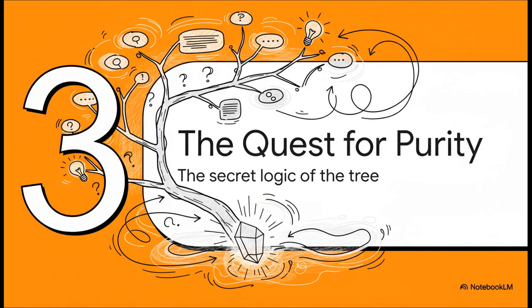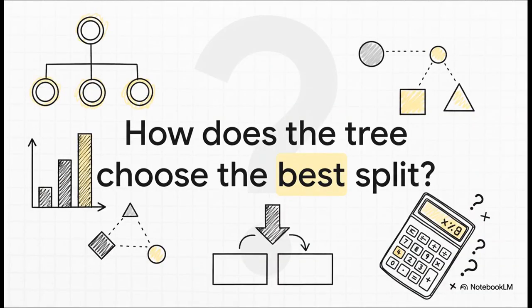Okay, but that begs a huge question, right? How in the world did the tree know to ask about income first, and why $110,000? What's the secret sauce here? Well, it all comes down to this kind of quest for purity. I mean, really think about it. Out of all the possible questions it could have asked, why was income over 110K the absolute best first move? It feels like magic, but it's not. The answer is pure mathematics.